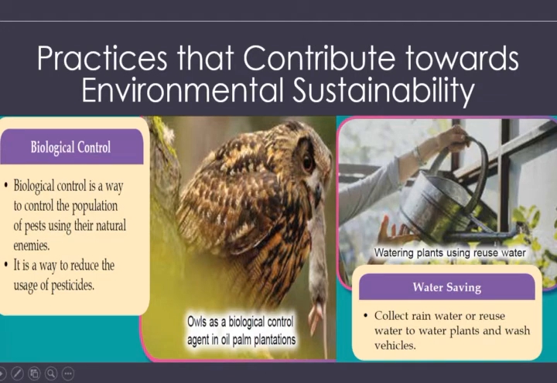Alright, so the other practice that we should do is to apply biological control. So what is a biological control? It is a way to control the population of pests using their natural enemies, instead of pesticide. So it is a way to reduce the usage of pesticide. For example, owl as a biological control agent in oil palm plantation.